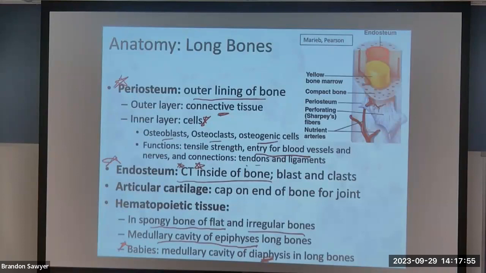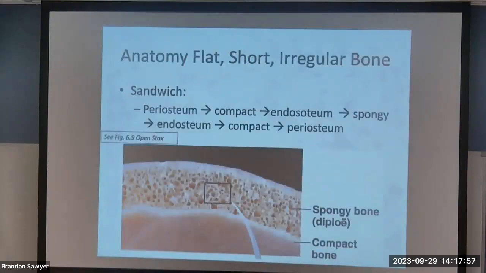And then lastly, just the anatomy of these other types of bones: flat bones, short bones, irregular bones. It kind of makes this sandwich. We've got periosteum on the outside. Got some compact bone there. Then we got endosteum right here. And then we got a bunch of spongy bone. And then it starts over. Then we got endosteum, compact bone, periosteum. So that's just the basic setup of that structure. So no open cavity inside of these bones like we have in long bones.